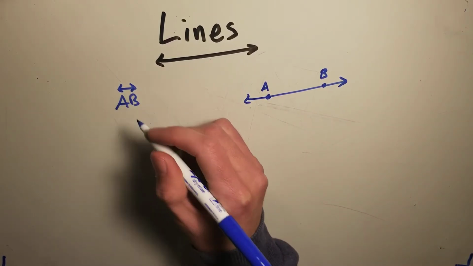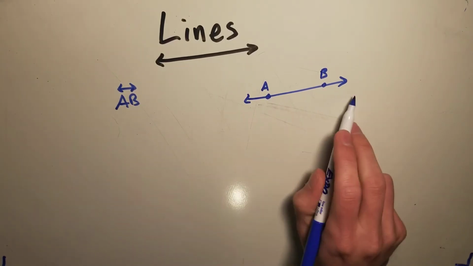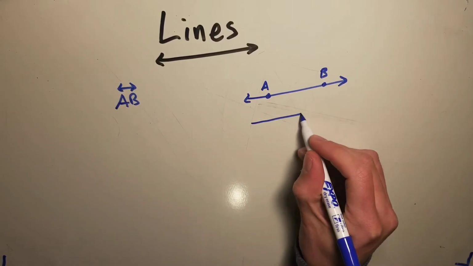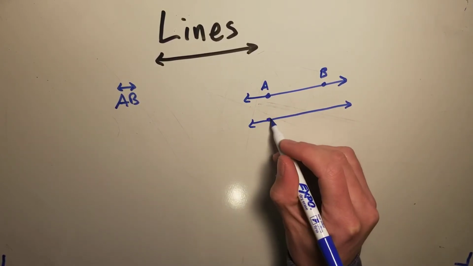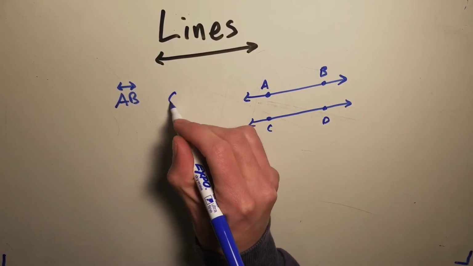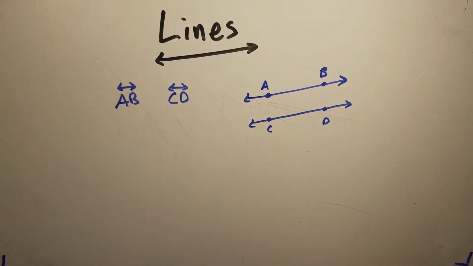But now we're going to talk about if we have more than one line and how they can relate to each other. So let's say we have line AB here, and let's say we have another line. We'll just make it right here, and we'll call it line CD. Now when you have two lines, there's a couple of possibilities.